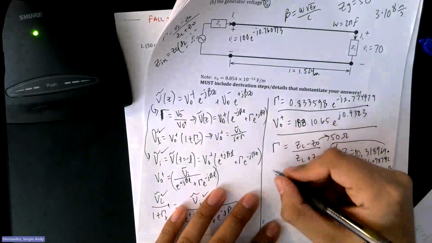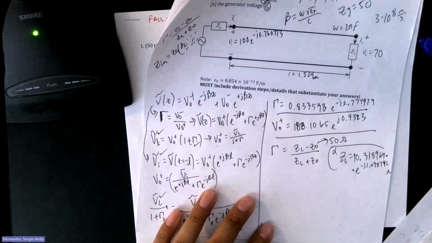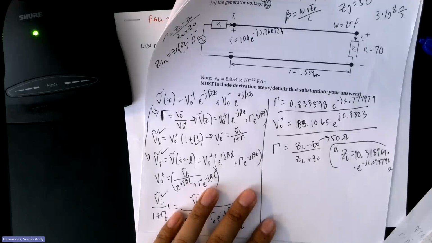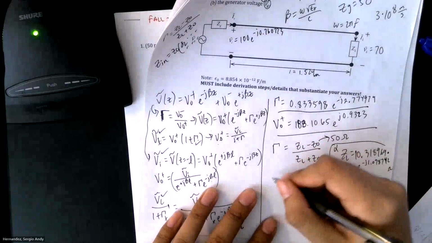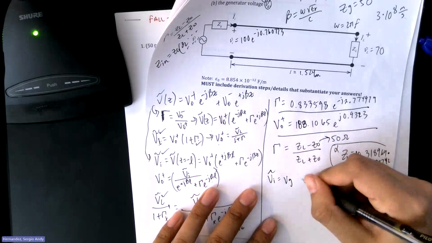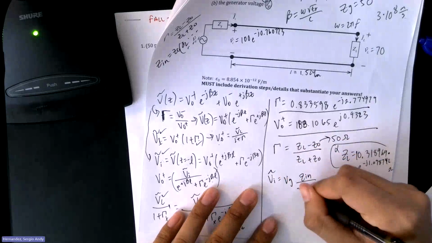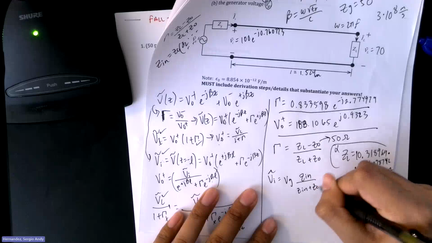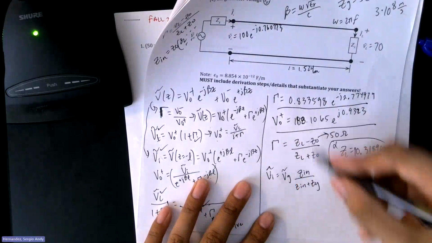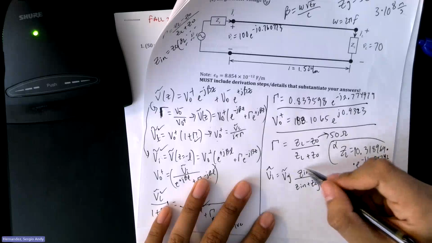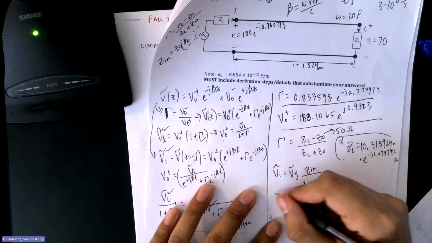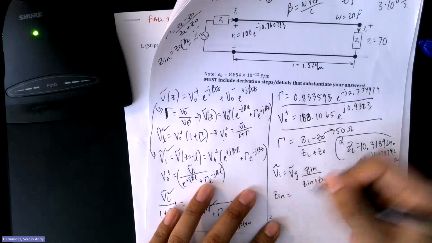And then part B, he wants us to get the voltage at the generator. So we derived that equation earlier, right? So VI is equal to our VG times Zn over Zn plus Zg. All right, we have our VI. We're looking for this. And then we don't have Zn, but we can get it with our ZL, right? So all you want to do is just plug in that Zn equation.